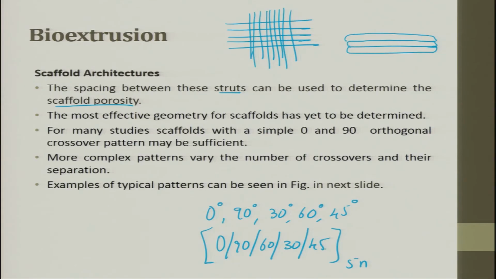So, this pattern will be repeated. So, about the axis you will repeat it. So, why do we do this? Because we try to distribute the strength.